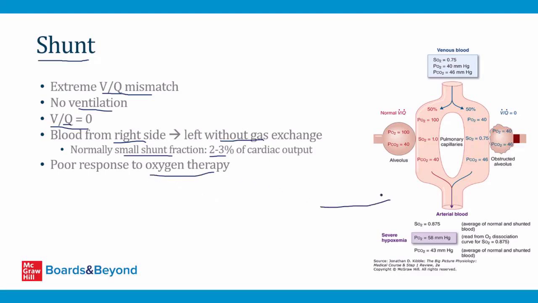To understand this, let's look at the cartoon I've shown on the slide here. So we've got venous blood coming into the lungs. So venous blood has a PaO2 of 40 and a PCO2 of about 46.